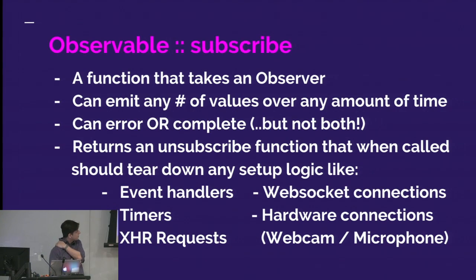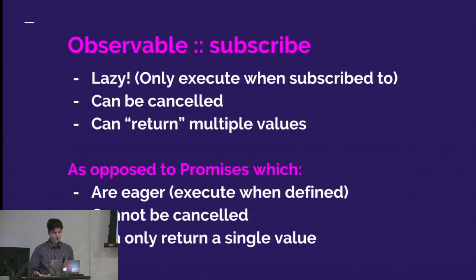An observable is a function that takes an observer. It can emit any number of values over any amount of time. It can error or it can complete, but not both. It returns an unsubscribe function that we can call, which should tear down any setup logic. So if you set up in your subscription function some event handlers, timers, AJAX requests, some WebSocket connections or hardware connections like your webcam or your microphone, when you unsubscribe, this would be a good place to remove that stuff so you don't have lots of memory leaks or whatever.